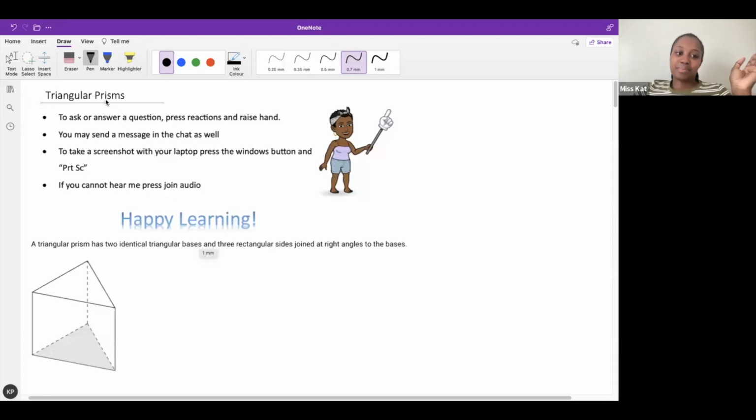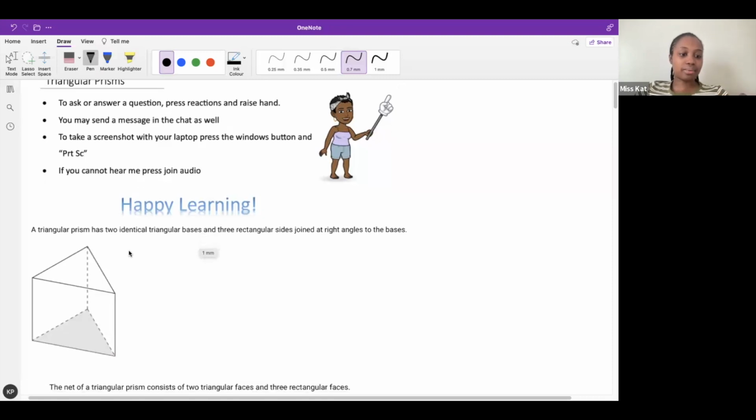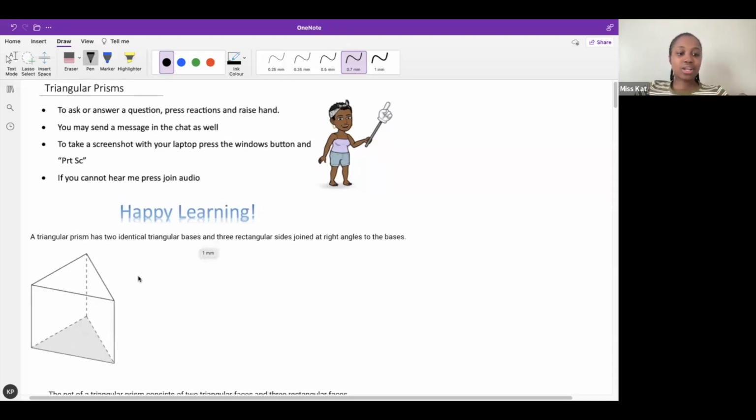Guys, in a prism, okay, think about the rectangular prism we dealt with the last time. In a prism, you have the same base at the top and the bottom of your shape. So let's look here. It says a triangular prism has two identical triangular bases. So do you see that this triangle that is at the top of the shape will be the same triangle at the bottom of the shape? Okay, so that would be a prism.